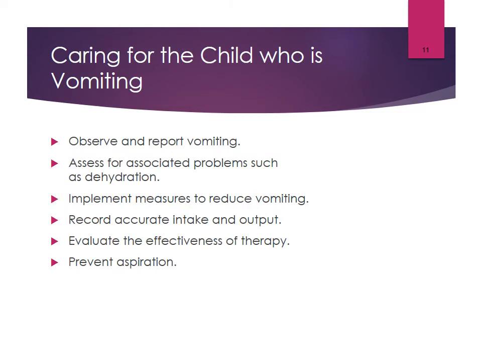When we talk about caring for the child who is vomiting, you want to observe and report the vomiting, assess for associated problems such as dehydration. You want to implement measures to reduce the vomiting, record accurate intake and output, evaluate the effectiveness of therapy, and prevent aspiration. So when we talk about vomiting, the etiology can be serious, many things. It can be infection, obstruction, metabolic alterations, or allergies. If associated with diarrhea, most likely it's related to gastroenteritis.